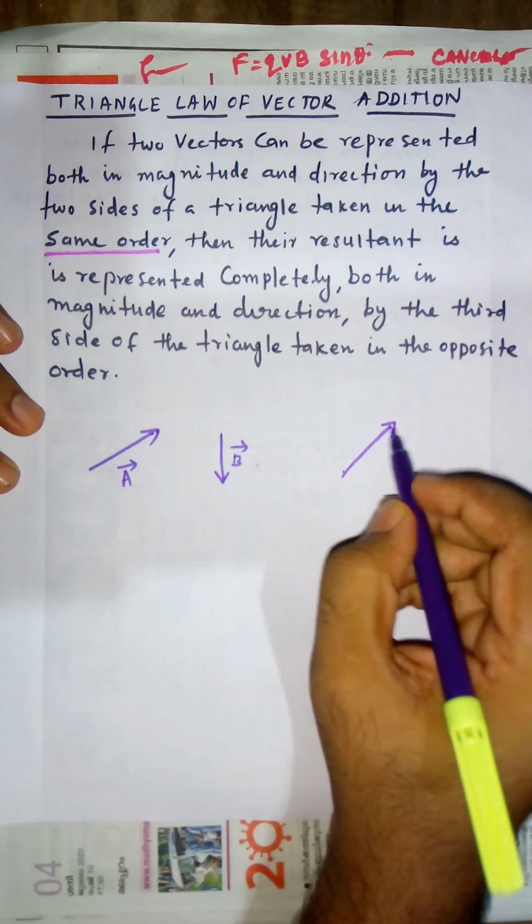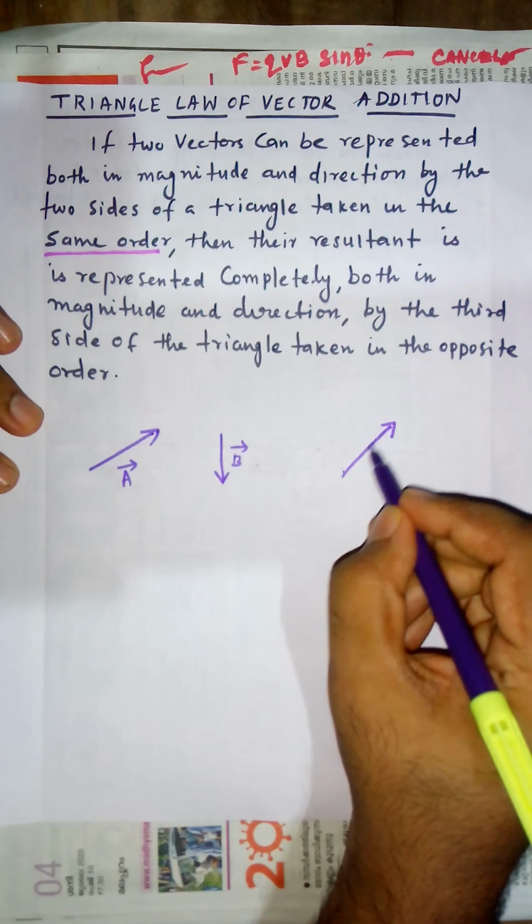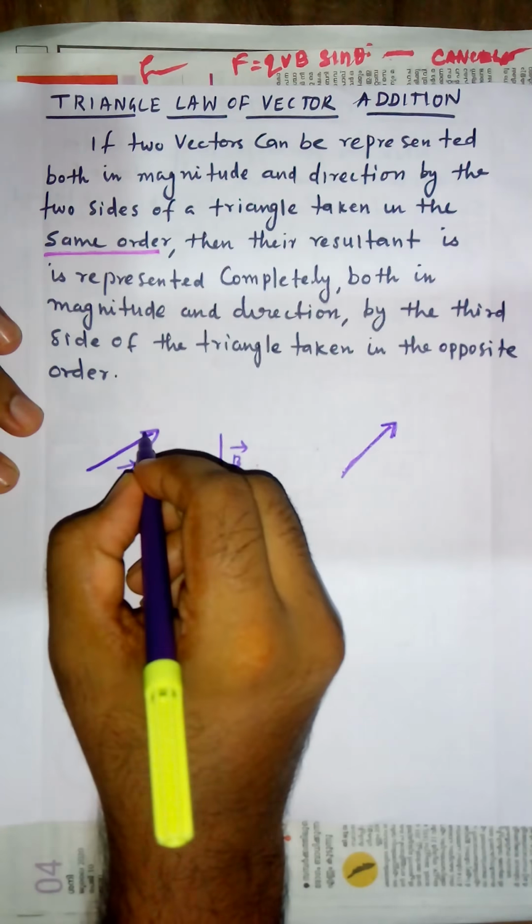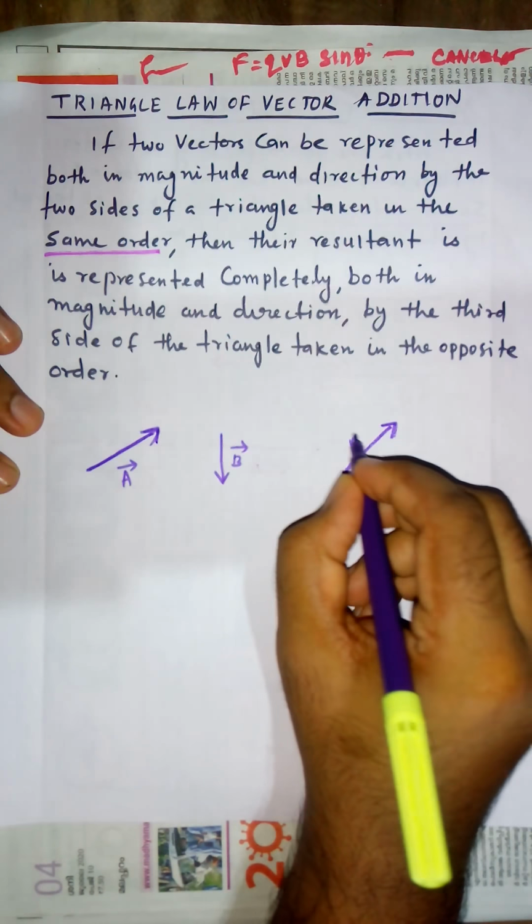Magnitude, how can we represent it? By using the length of the vector, right? This length and this length are the same. Okay, and this direction and this direction are the same. So this is vector A.